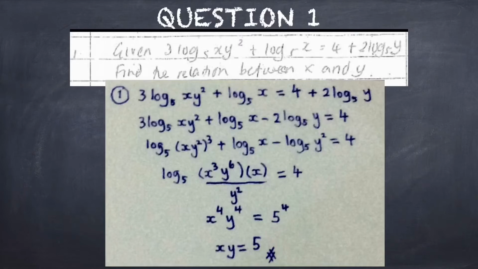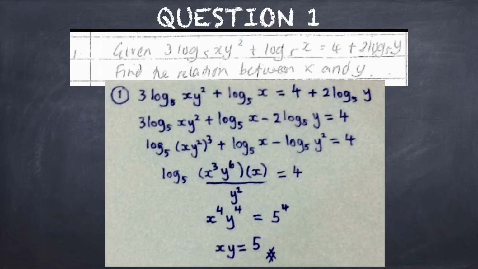So the first thing that I did was I bring over the 2 log base 5y to the other side. Okay, then the next step, the 3 in front, we can bring it up, so you can put bracket, don't forget the bracket, and then you put 3 as the power. And then you do the same thing on the 2 log base 5y, so you put y squared there, you bring the 2 up.